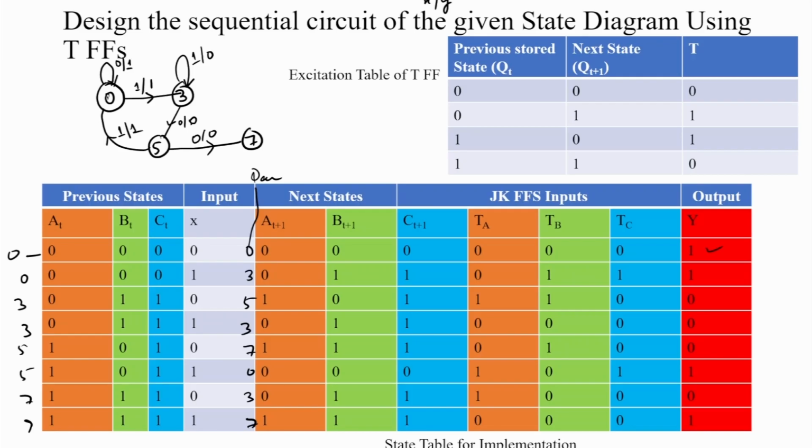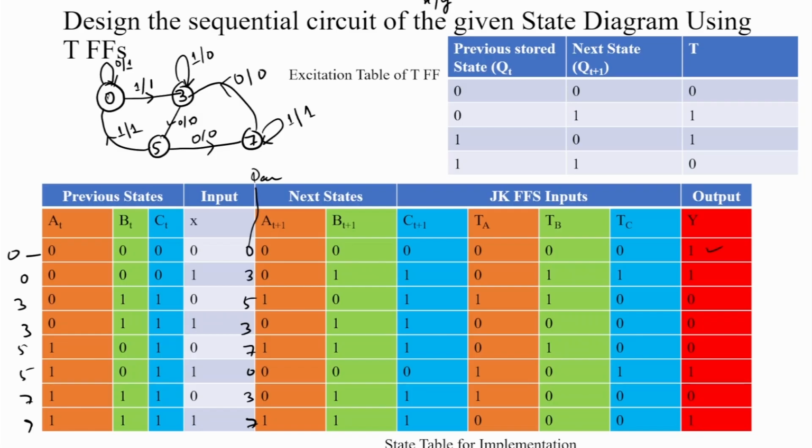What happens when we are in state 7 and we apply input 0, x is equal to 0? We will move to state 3. What will be the output in that condition? The output is also 0. And when we apply 1 as input here, we will move to the same state 1, and the output is also 1 in that situation.